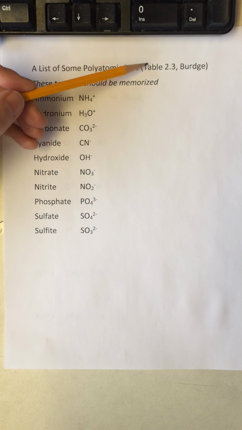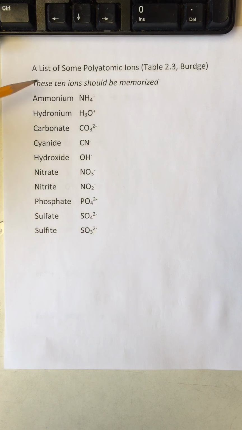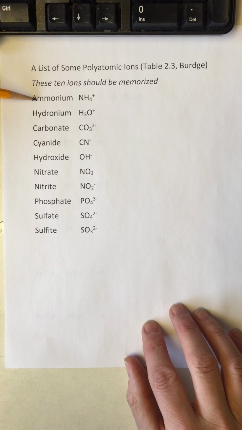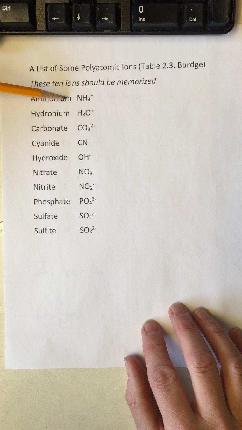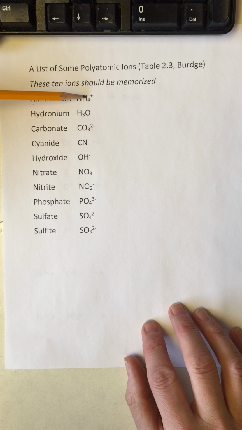The list in table 2.3 is larger than this, but these are the 10 I want you to memorize. And when I say memorize, I mean memorize the name, the spelling, how you pronounce it, and then the formula, which should include the correct symbols, the correct number of atoms, and then the correct charge.